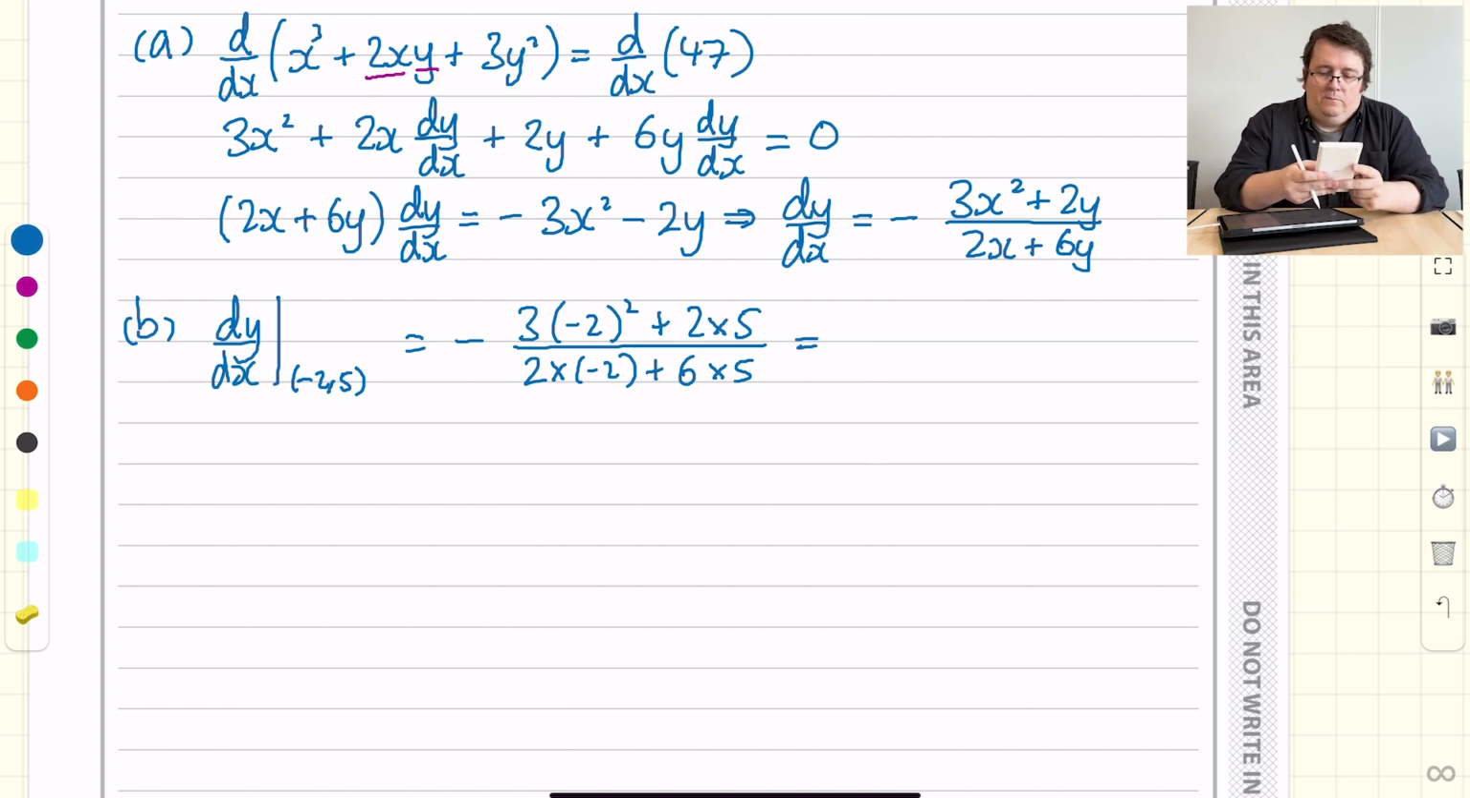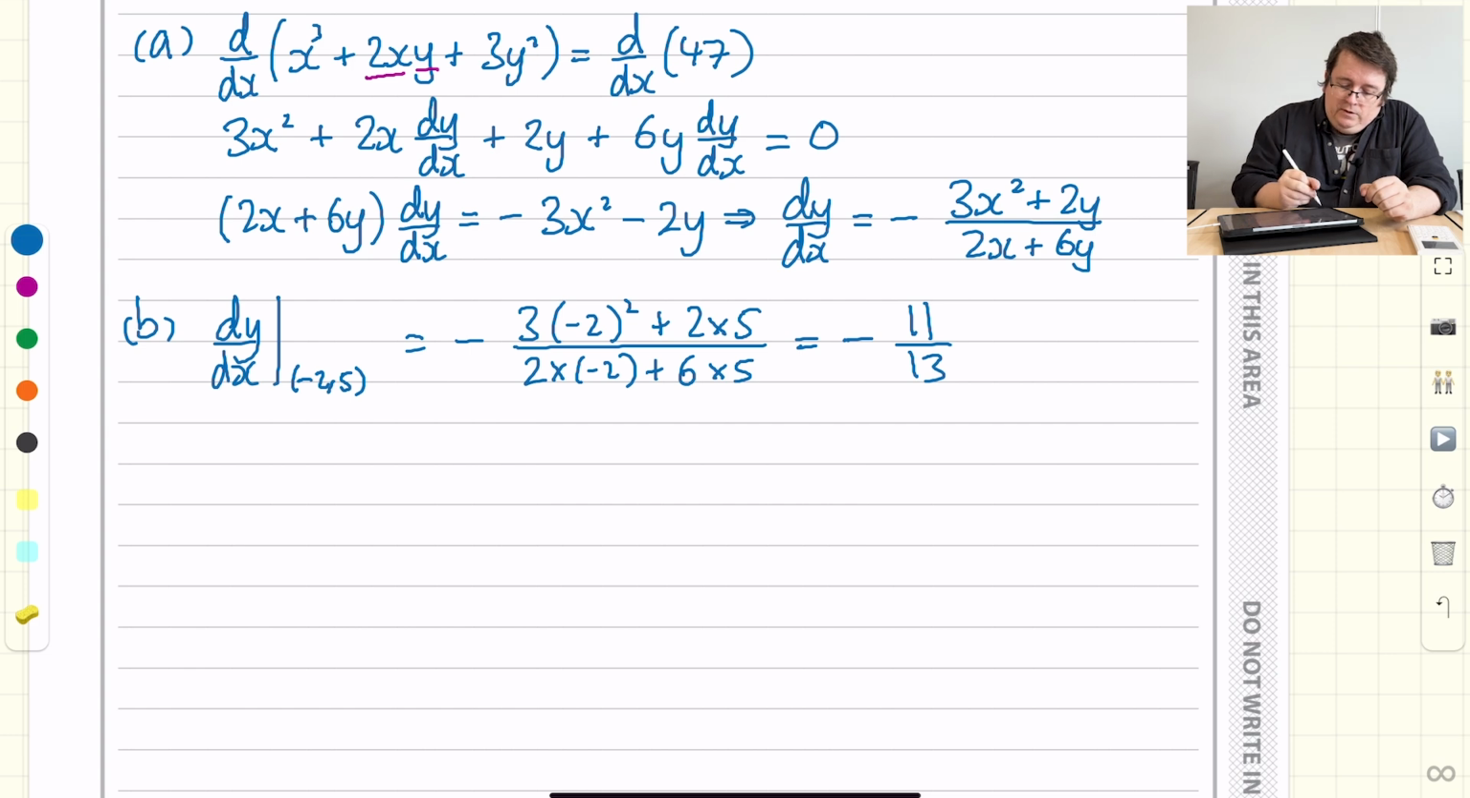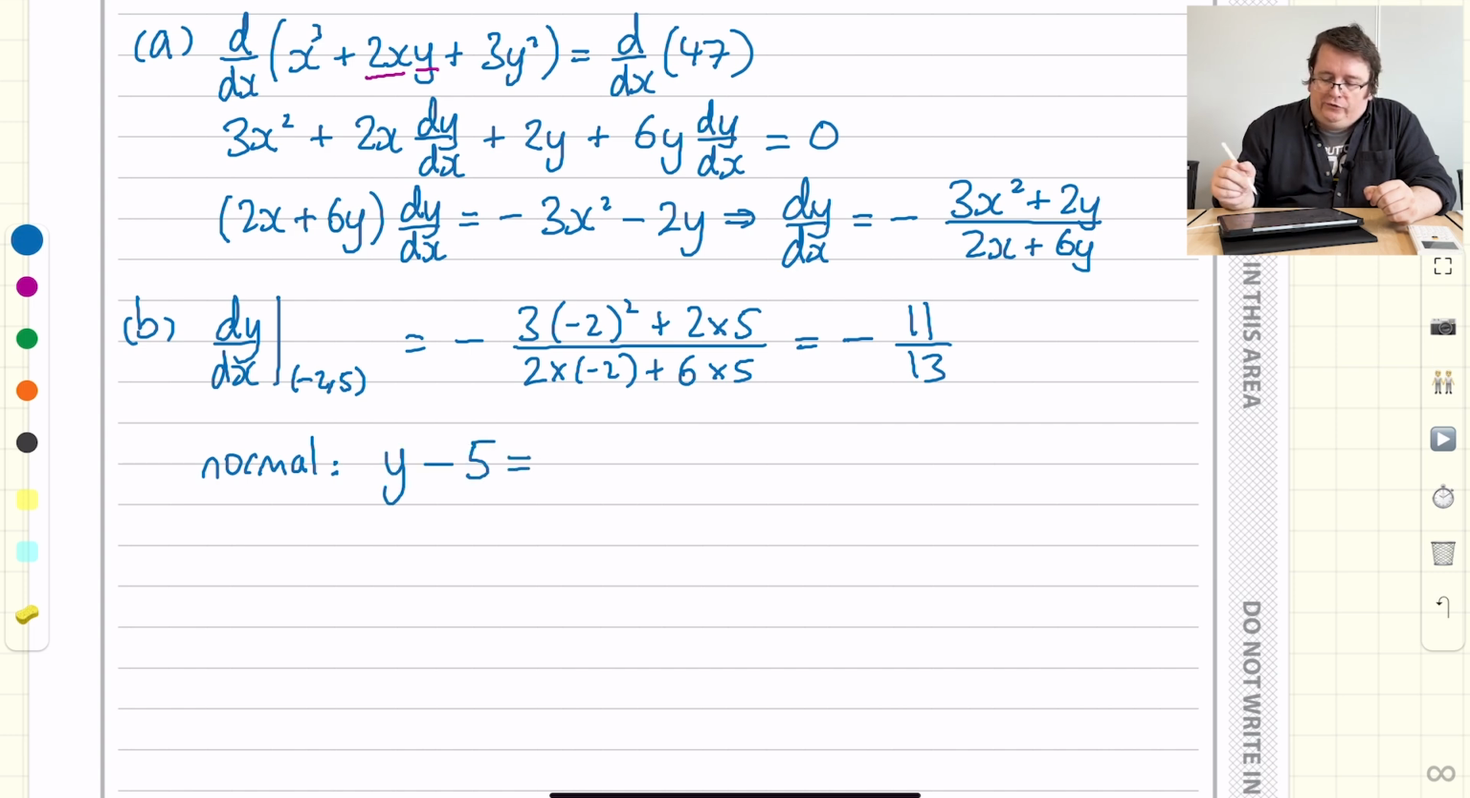So what have we got? Minus 3 lots of 4 plus 2 lots of 5 over 2 lots of minus 2 plus 30. So that's minus 11/13. So that's the gradient of the tangent. So the normal has the equation y minus y1, so y minus 5, is equal to the negative reciprocal of minus 11/13, so 13/11, x minus x1, so x plus 2.